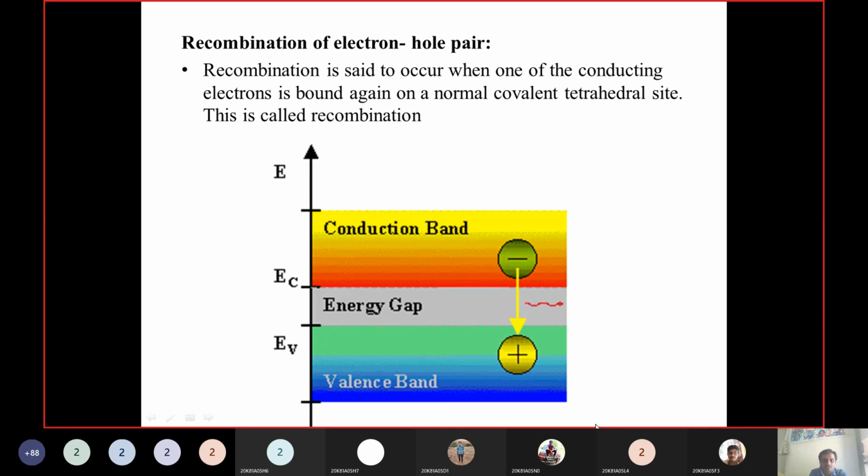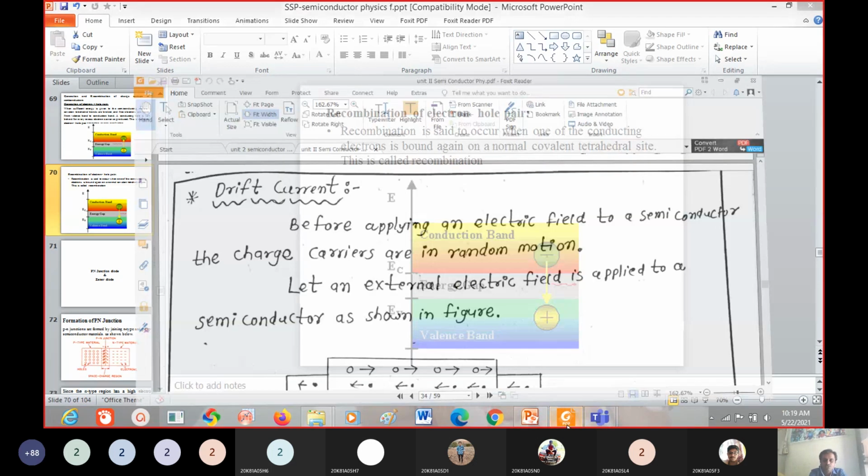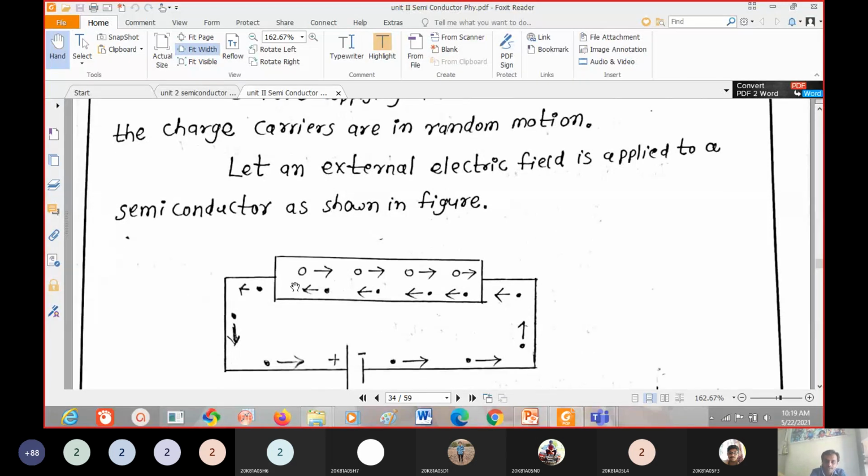I will explain how this works. If you apply a potential difference here, all electrons will move in a particular direction, from the negative terminal to the positive terminal. Because of this motion of electrons, current will pass through the semiconductor. Similarly, holes will move from the positive terminal to the negative terminal.